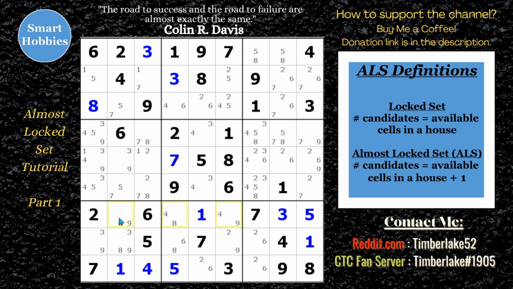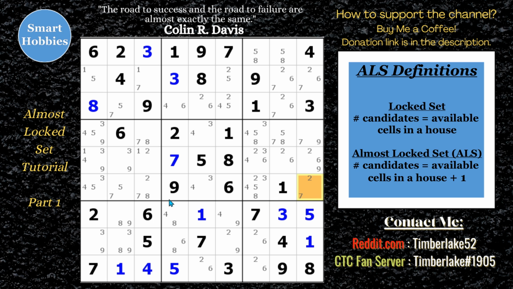So let's think about an almost locked set. Well, as the name implies, it's like a locked set, but not quite. An almost locked set is when you have one more candidate than the number of available cells. The simplest almost locked set is a single cell. If you look right here, there are 2 candidates in this one cell, row 6, column 9. 2 and 7 are the available candidates. So you have this number of cells, 1, plus an additional candidate, 2. So 2 candidates in one cell is an almost locked set. This is the smallest almost locked set that we can find.